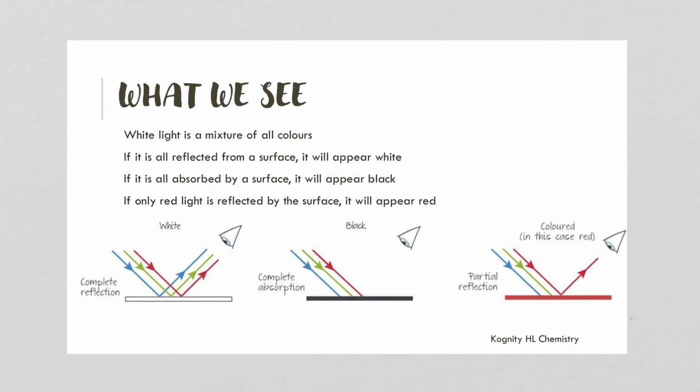And remember, if all the light is reflected from the surface, then this object will appear white. If it's all absorbed by the surface, it will appear black. And if only red light is reflected by the surface, it will appear red, and so on.